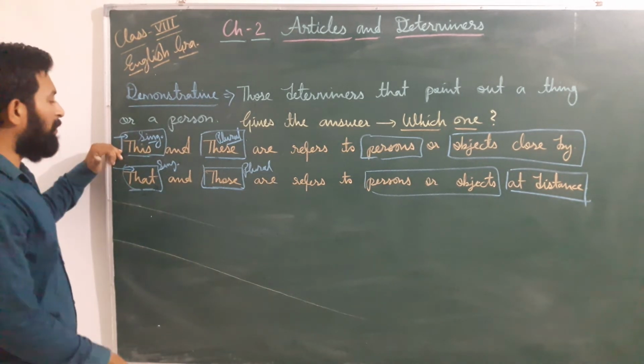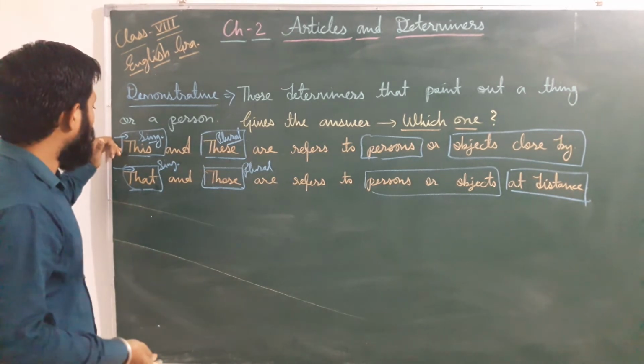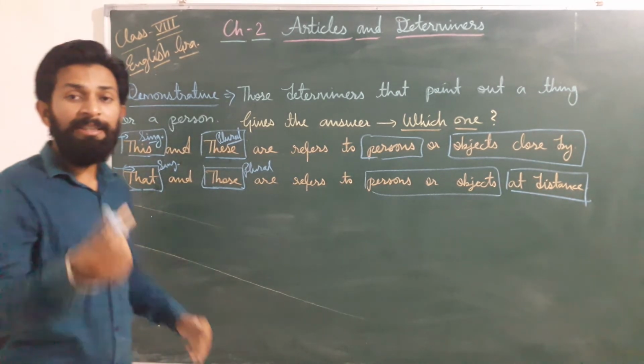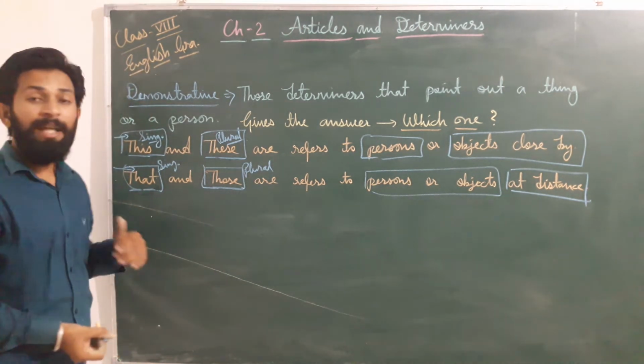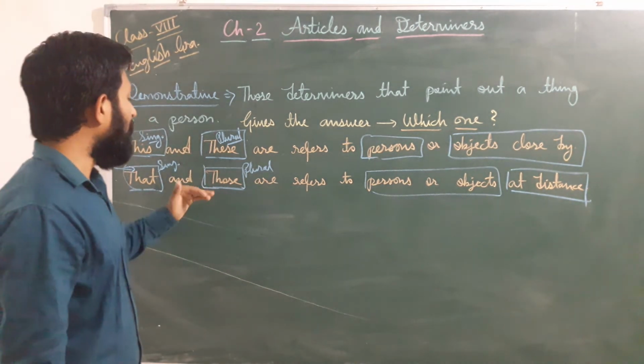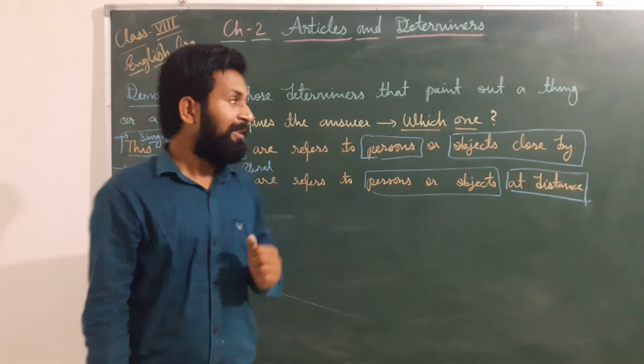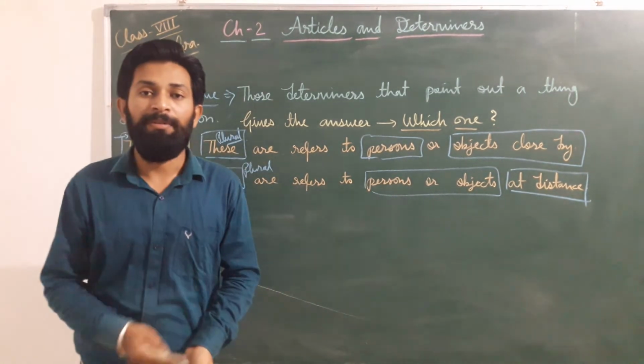If singular and nearby us, this is my pen, and in plural, these are my pens or chalks, whatever you can say. If far from us, like that is my book, and in plural, those are my books. Dear students, that is about demonstratives.